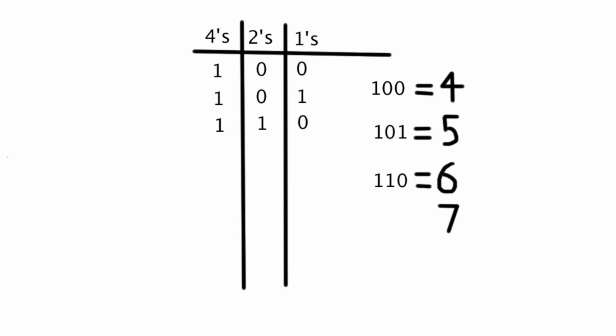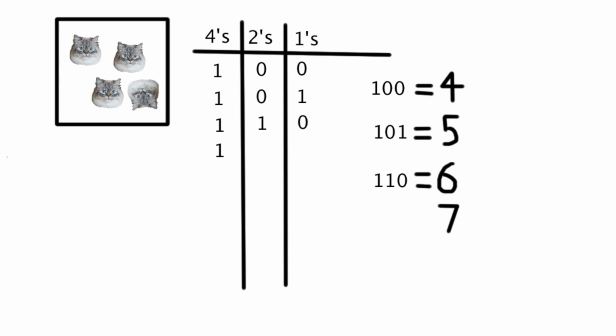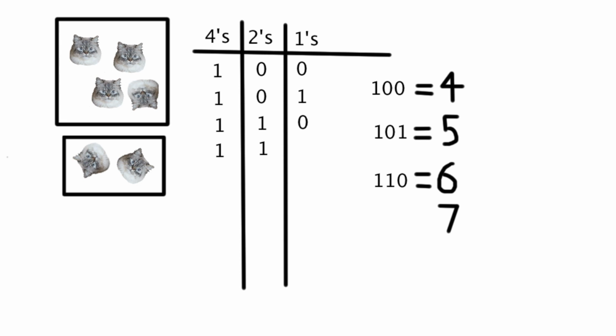Now for 7, starting in the left column, 1 under 4 gives us 4 momo. 1 under the 2 gives us another 2, bringing us up to 6 momo so far. And we just need 1 more momo, so 1 under the 1 column gives us 1 more, equaling 7 momo altogether. 111 in binary is equal to 7 in decimal. Okay, so we've successfully counted to 7 using binary.